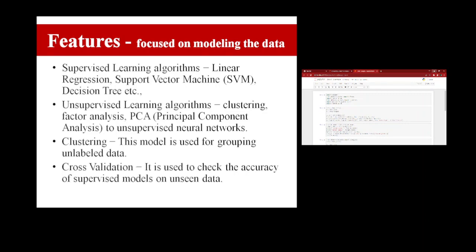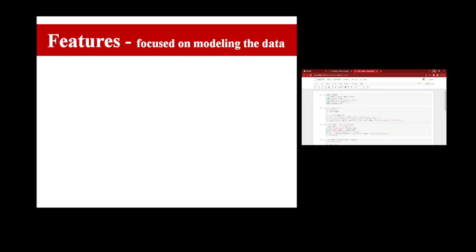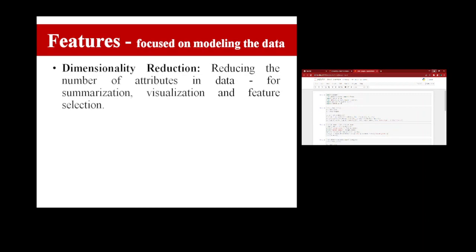Then cross validation is used to check the accuracy of a supervised model on unseen data. So cross validation is of course one of the most important things. Then we talk about dimension reduction. Dimension reduction is a statistical technique in which, suppose we have 30 or 50 attributes, we reduce these attributes from 50 to 20 so that we can summarize easily and visualize the data. We can get a number of other insights from that.